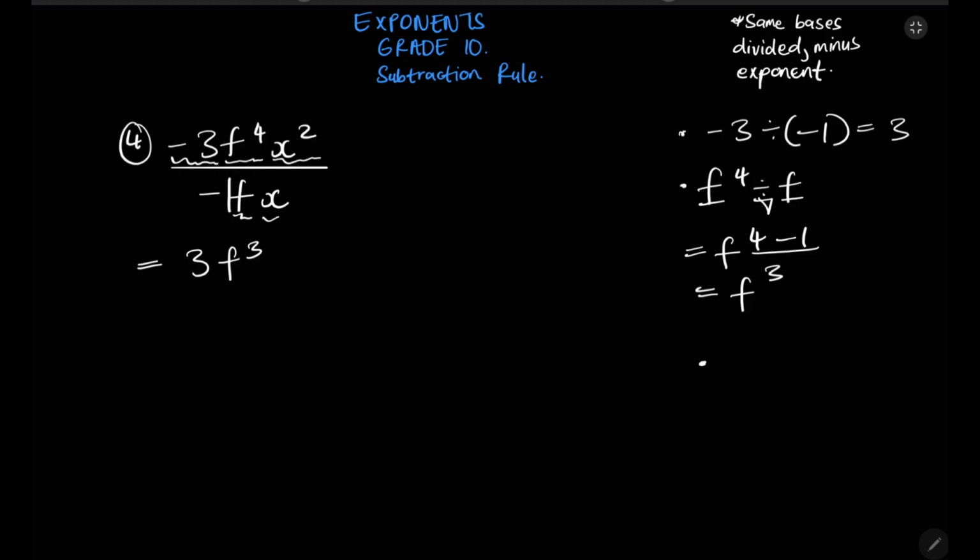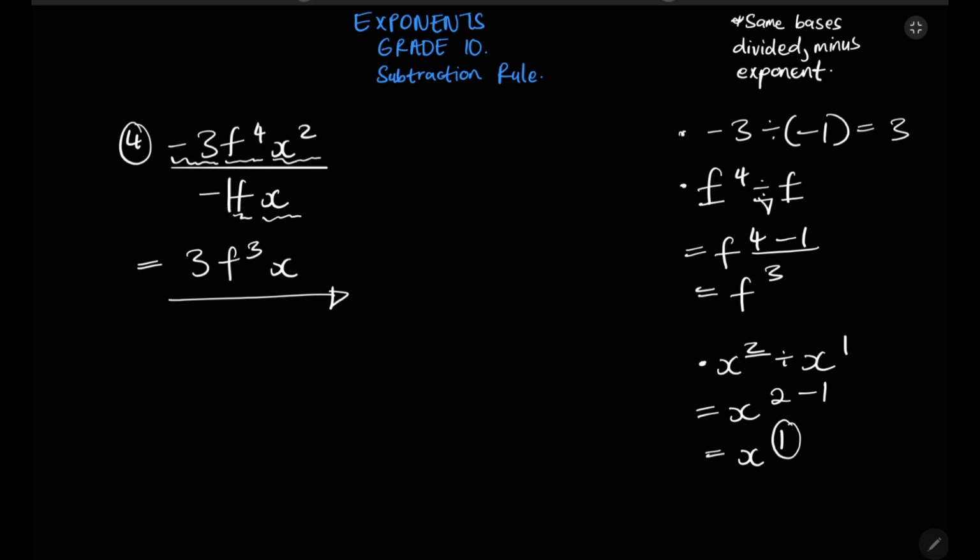We have x squared and x. x squared divided by x. We write down our base x, then 2 minus 1, which is x to the power 1. So when you write down our final answer, we don't have to include the to the power 1, our exponent. It's just x. The final answer is therefore 3f cubed x. And that is how you simplify using the subtraction rule in grade 8 exponents.